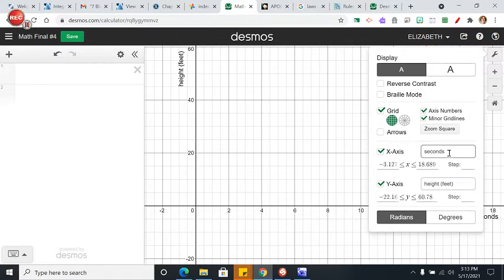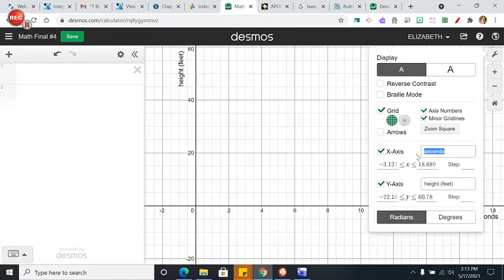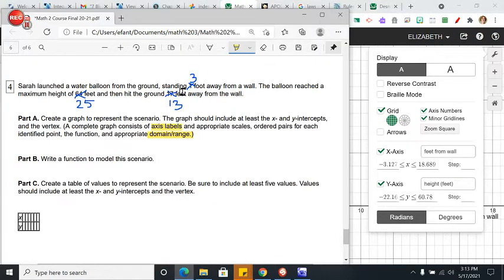So the balloon is in the air for a matter of seconds. Although I don't think it even says that. Oh, you know what? I take it back. I was thinking this was seconds, and it's not. It's actually feet. This is the amount of feet from the wall. I did that when we did this balloon problem in class. I'm so used to the x-axis being time.